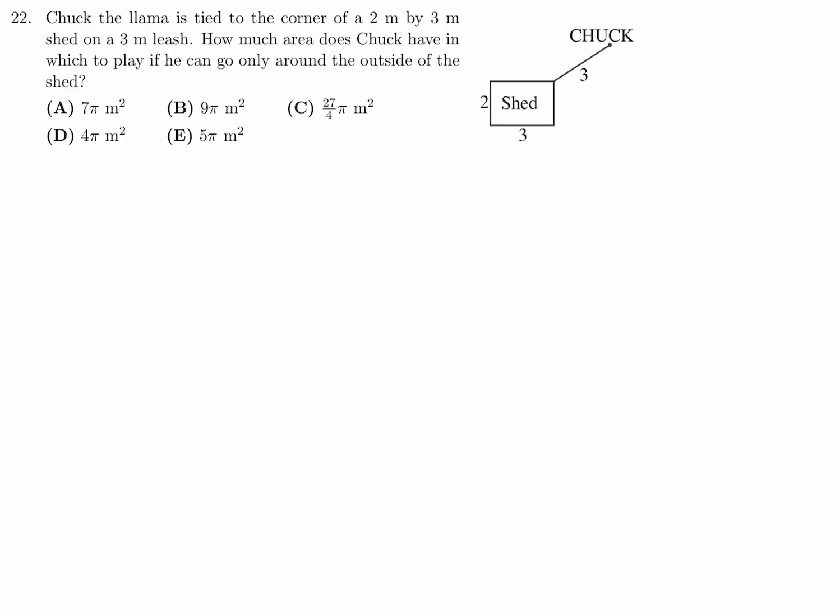Chuck the llama is tied to the corner of a 2 meter by 3 meter shed on a 3 meter leash. How much area does Chuck have in which to play if he can go only around the outside of the shed?